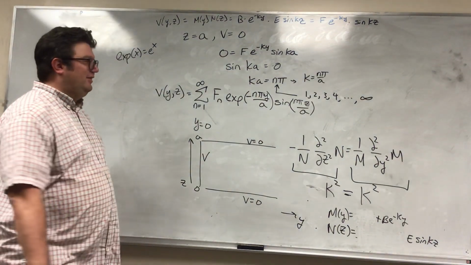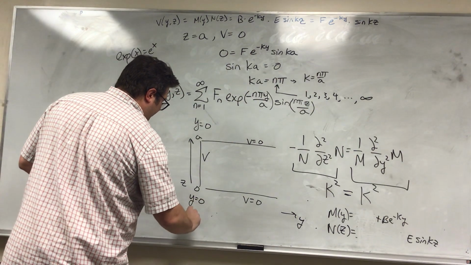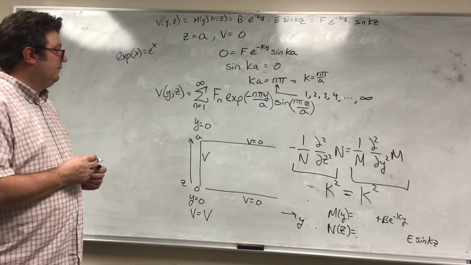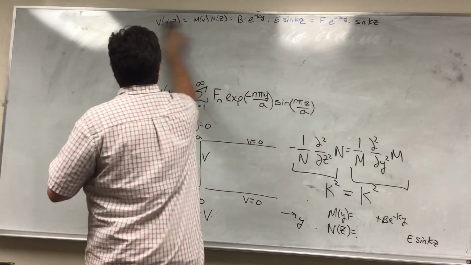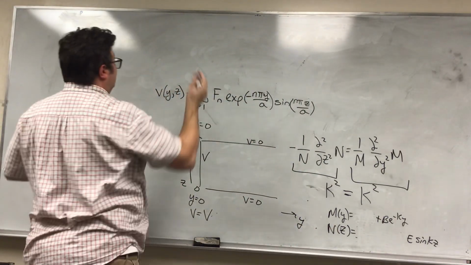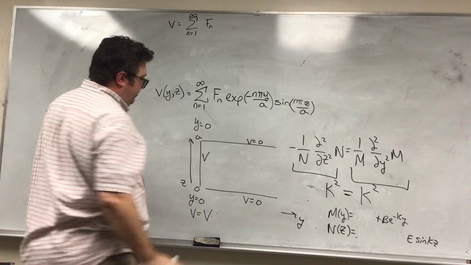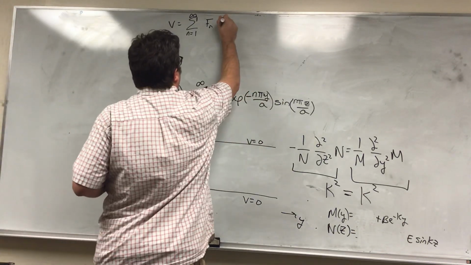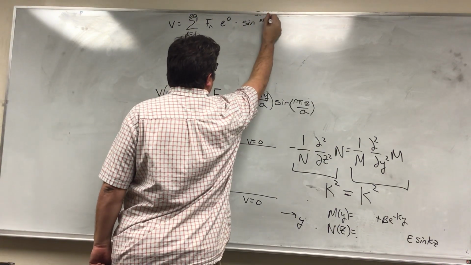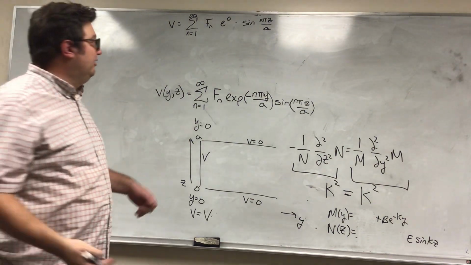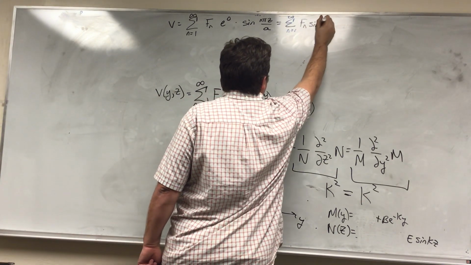That's a lot. So what do we do next? We have our final boundary condition. We know that when y equals 0, V equals V. Okay, so good, let's plug it in. So I have V equals the sum, n equal 1 to infinity, of Fn times e to the 0, because I'm plugging in 0 here for y, times the sine of n pi z over a. Of course, e to the 0 is 1. And this becomes the sum, n equal 1 to infinity, of Fn sine of n pi z over a.